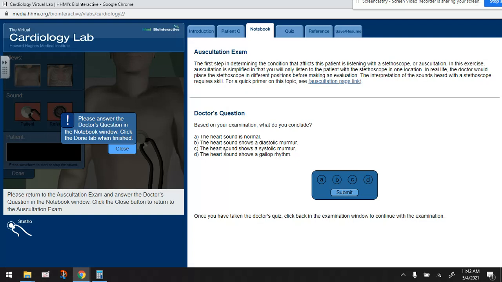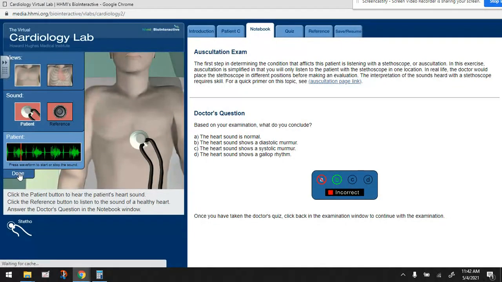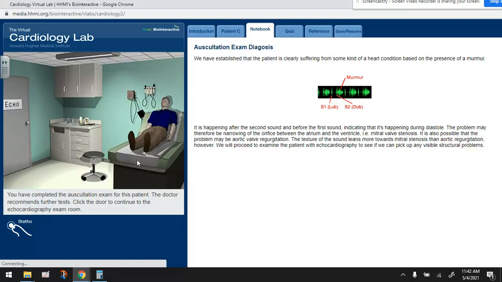So let's say you think the heart is normal. If we hit submit, see, it's saying that it's not normal. So it's showing a diastolic murmur. So we should probably listen. See, that's a diastolic murmur that we're hearing there. All right, so we would make a note of that, right? And this kind of shows the image, and they show you the murmur right here. We would want to read about all this.